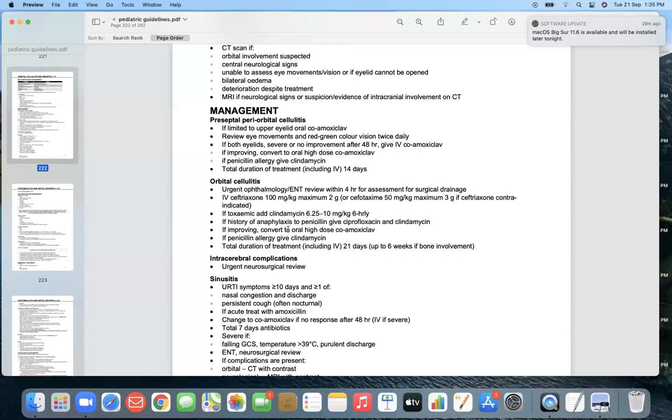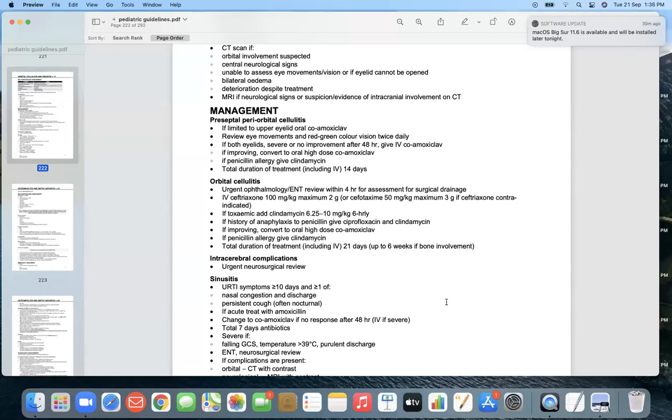If history of anaphylaxis to penicillin, give ciprofloxacin and clindamycin. Instead of ceftriaxone, you can use ciprofloxacin. If improving, convert to oral high dose co-amoxiclav. Suppose the patient is improving with your treatment, you can convert to high dose Augmentin. If penicillin allergy, give clindamycin. Total duration of treatment, including IV, will be 21 days. Up to 6 weeks if bone involvement.